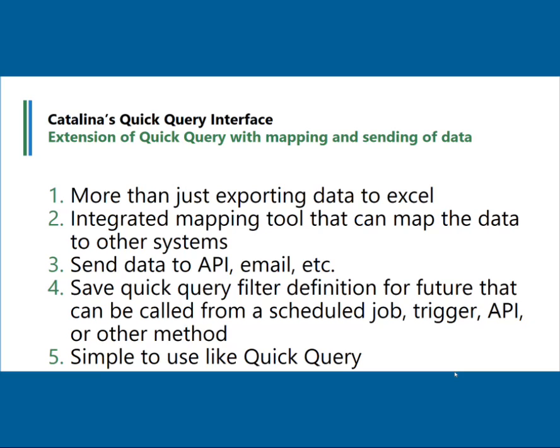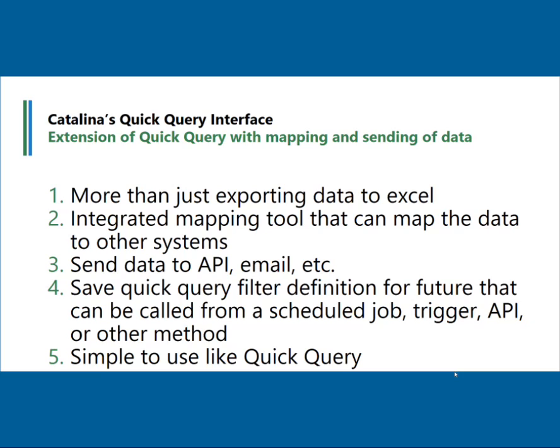We then can create filter definitions that can be saved and used in the future. And there's a lot of significant differences between our QuickQuery front end and plain QuickQuery, in that we're not just limited to output data to an Excel spreadsheet. Once we save a filter definition in QuickQuery, we can call it from a job scheduler for automation. It can automatically be called by an API so that external systems could say, hey, call this QuickQuery with this filter setting and give me the data back.